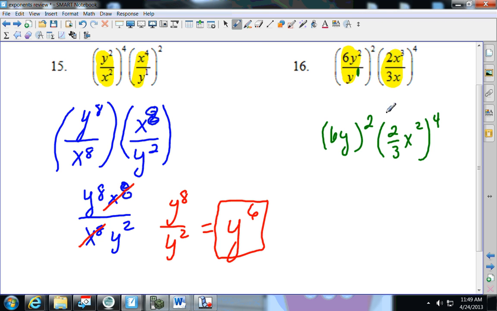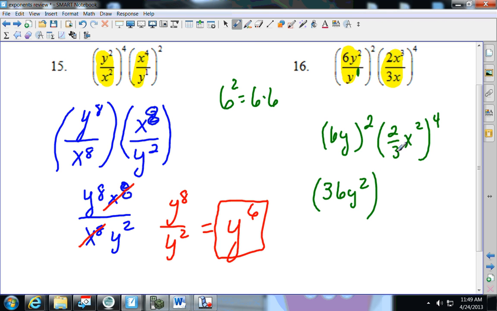All right. Now what we did was just what's inside. Now we need to do the power to a power. So this says 6 squared. That's not 12. That's the biggest mistake. 6 squared means 6 times 6. So I get 36y squared. That's in the first parentheses.